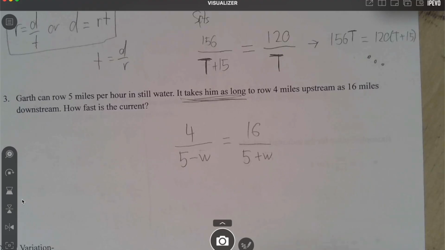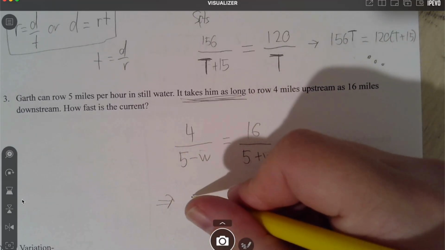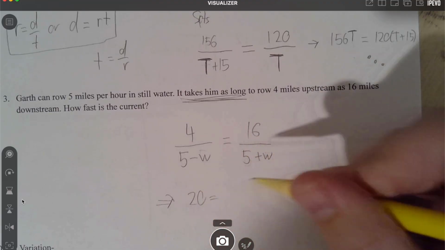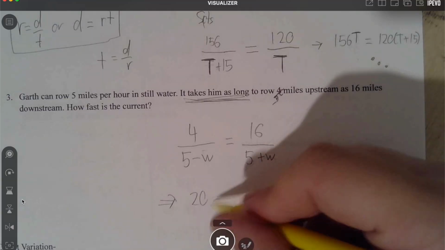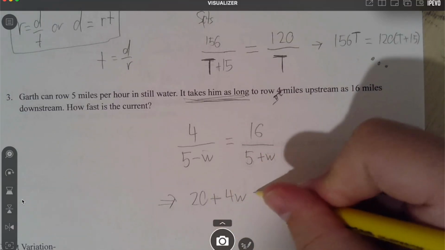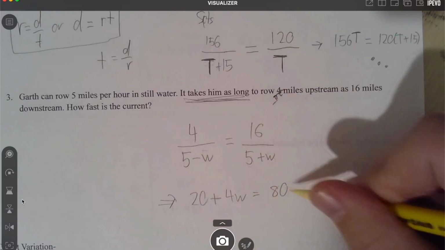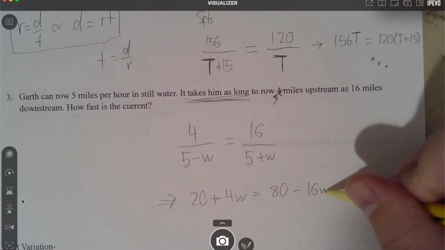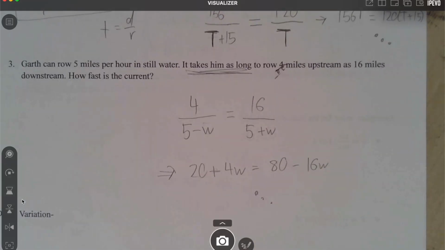Okay. Similarly, we're just going to set this one up as the next step. You would simply distribute and get 20 plus 4W. Really, you're almost cross-multiplying here. You can get away with saying that terminology. And then over here, I think that would be 80 minus 16W. And we'll just say dot, dot, dot, because that's not too bad for you to take from there.